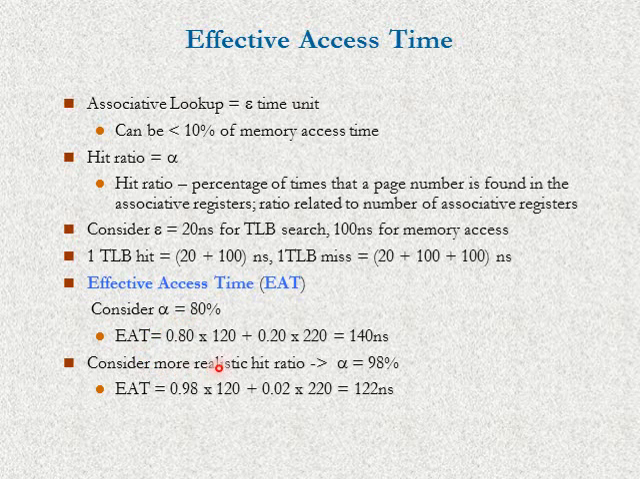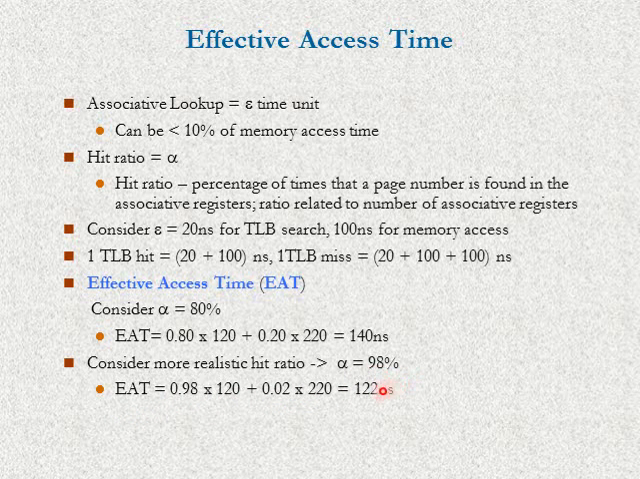On the other hand, if we take a more realistic hit ratio, that is around 98%, we will multiply 0.98 with 120. So we will get somewhat 118, closer to that. And then we have the remaining 0.02 multiplied by the time that we get in the case of a TLB miss, and we will get around 4 in this case. So a total of 122 nanoseconds is the effective access time in the case of a hit ratio of 98%.